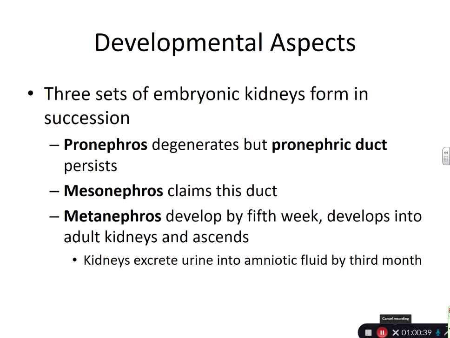In terms of the development of the kidneys, you actually have 3 sets of kidneys that form. You have something called the pronephros. These degenerate over time. The mesonephros and the metanephros. It's the metanephros that develop into the adult kidneys and descend. In a fetus, these metanephros, they'll start filtering the blood and they start making urine by the 3rd month. Okay?